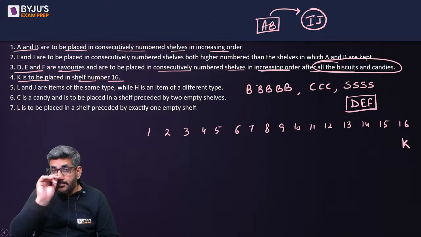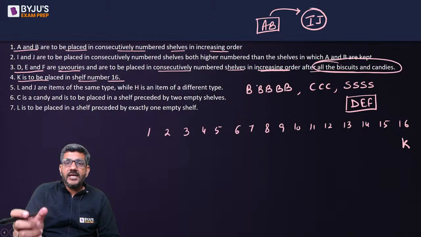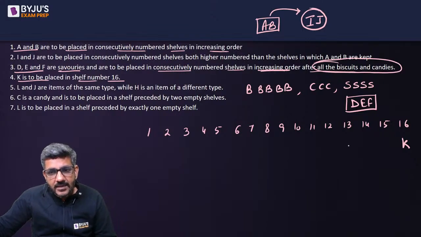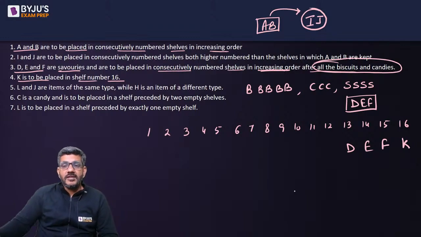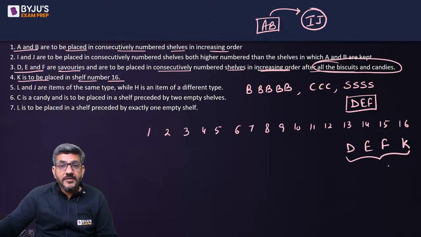That means K must be a savory. The other three savories are D, E, F, and all items of the same type are clustered together. That means D, E, and F must be in 13, 14, and 15. So this is fixed now: D, E, F, and K, the savories, must be in 13, 14, 15, 16.